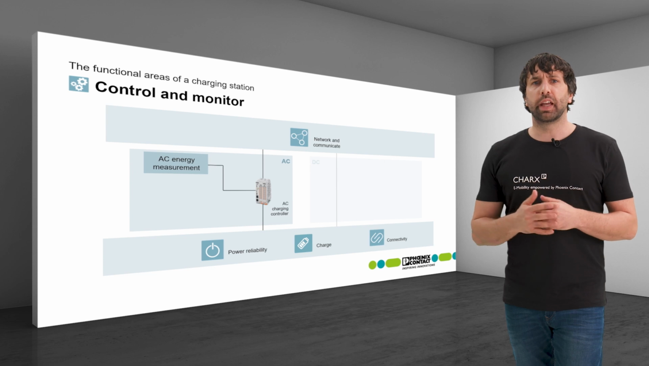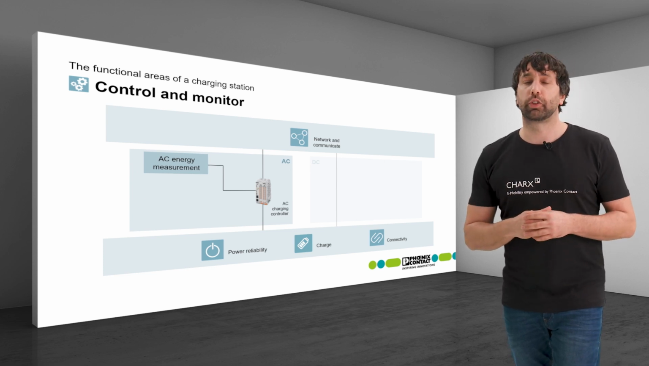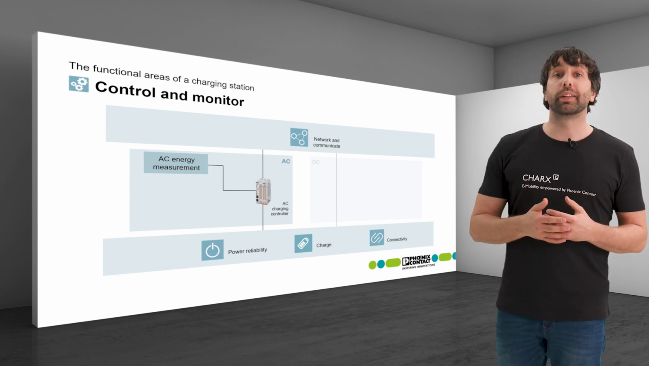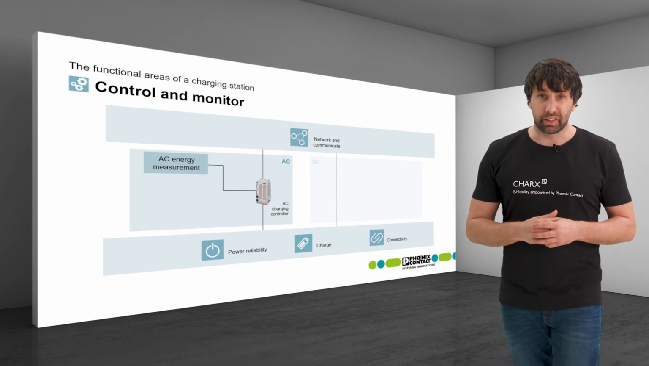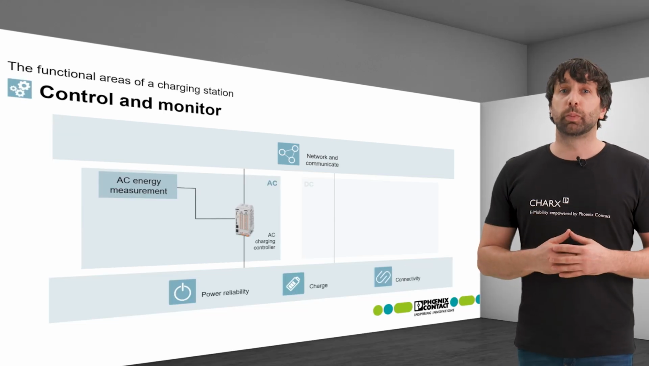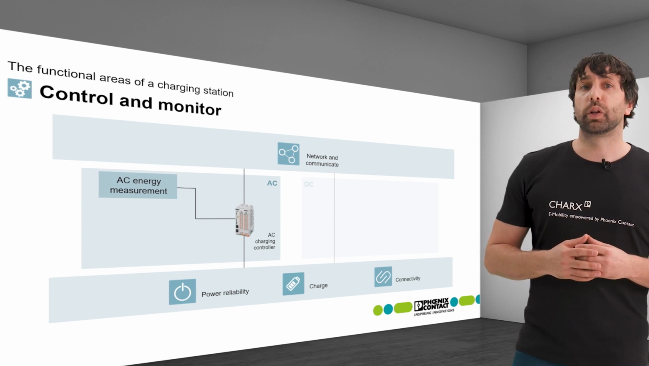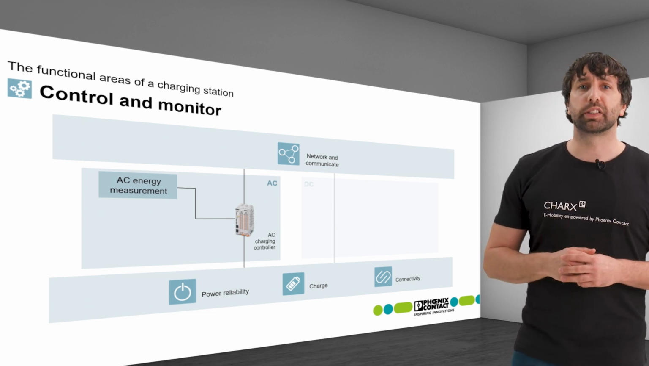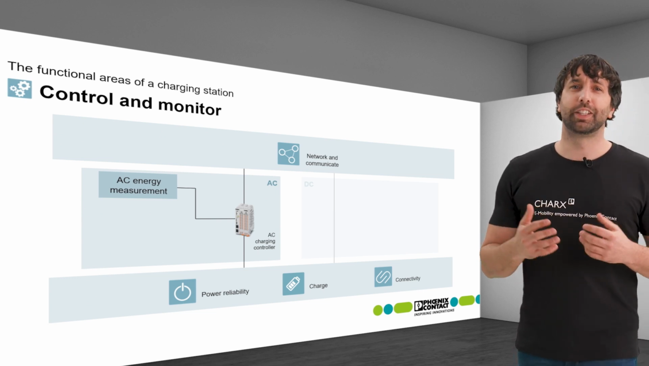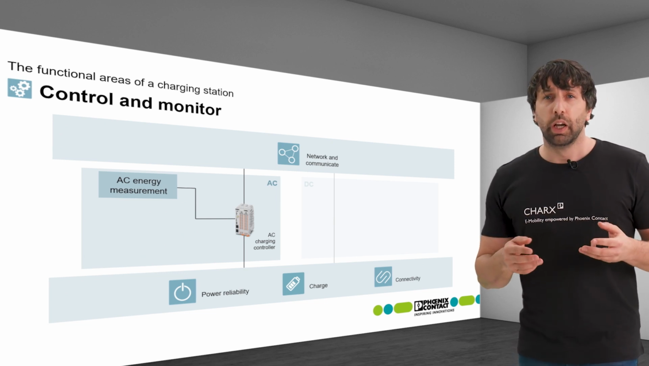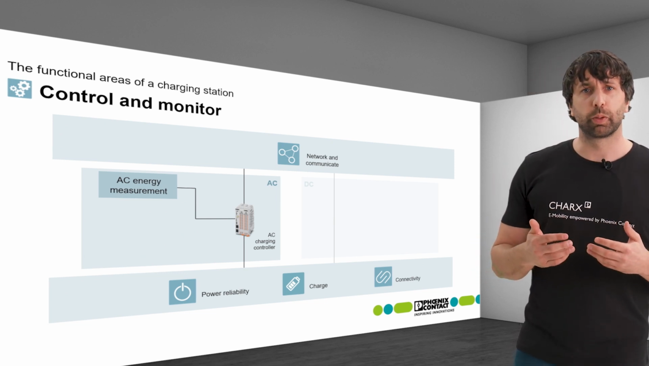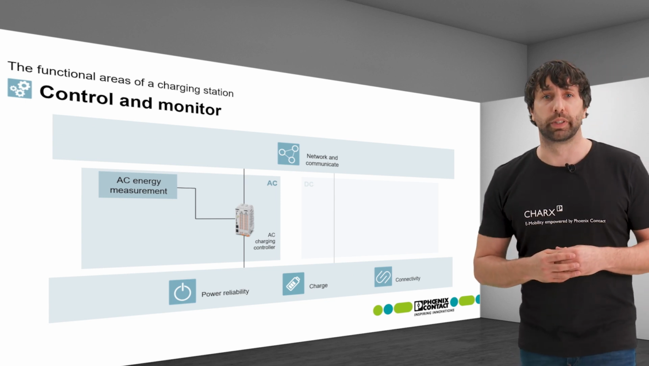Optionally, an AC energy measurement can be connected to the charging controller. This is required if energy costs are to be billed or load management is to be implemented. An energy measurement is always recommended as a source of information in order to optimize consumption. In addition, the energy values can be used for safety measures. For example, the controller can shut down the charging process in case of an overcurrent.